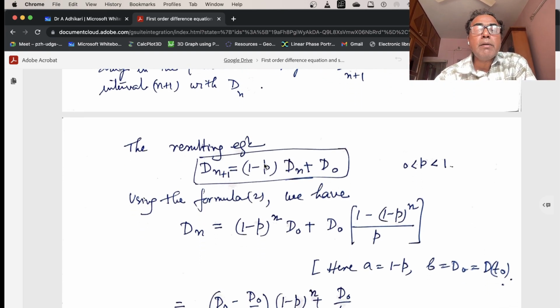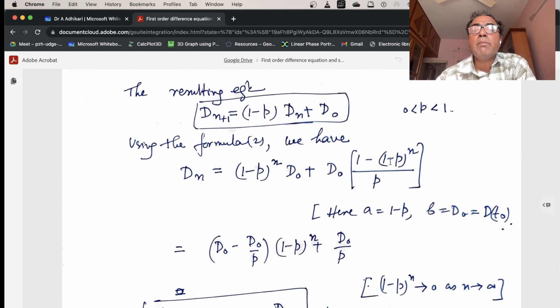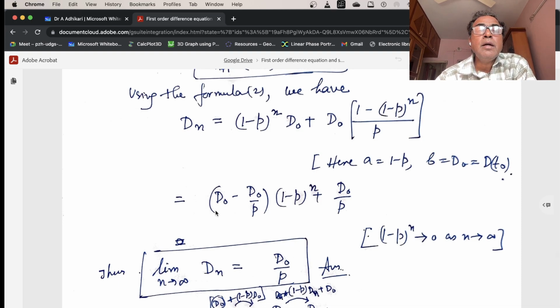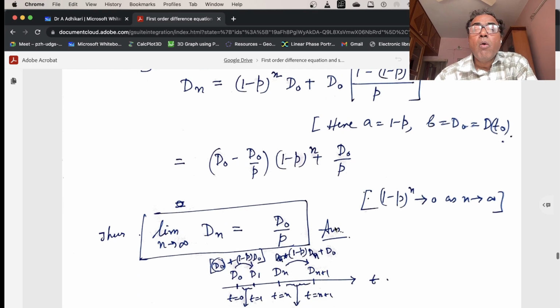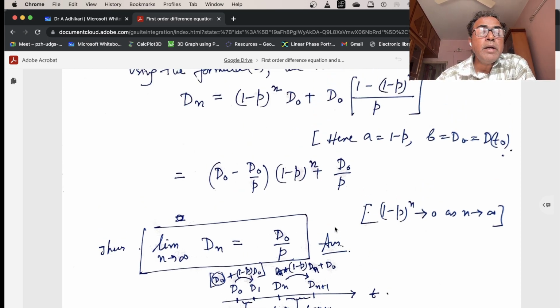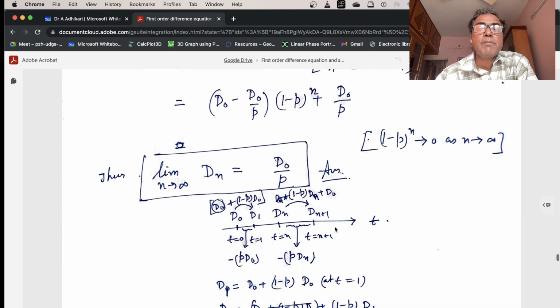Using the formula, we get D_n equal to (1 minus p) to the power n d0 plus d0 into (1 minus (1 minus p) to the power n) by p. Here a equal to 1 minus p and b equal to d0. So after simplification, we get (d0 minus d0 by p) into (1 minus p) to the power n plus d0 by p. Now (1 minus p) to the power n tends to 0 as n tends to infinity. So obviously the limit as n tends to infinity of D_n tends to d0 by p, and this is the answer.